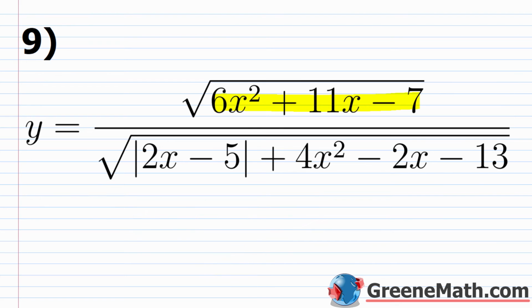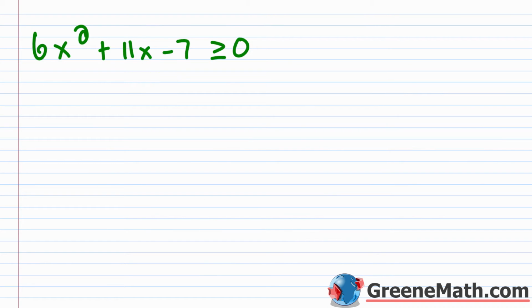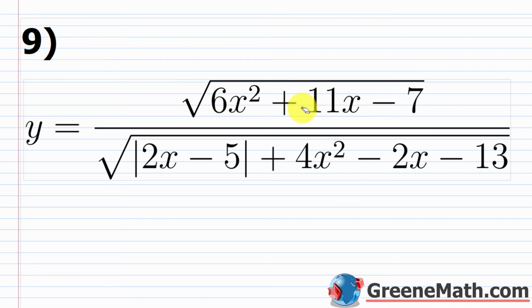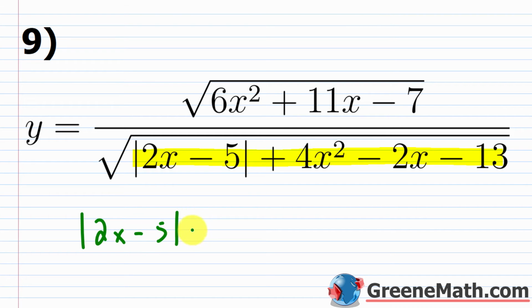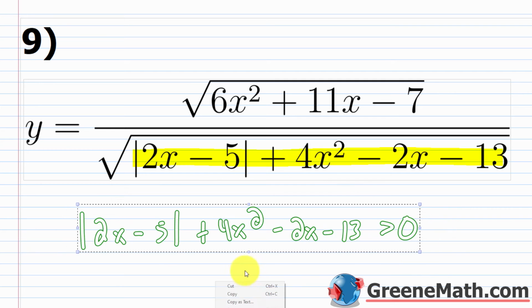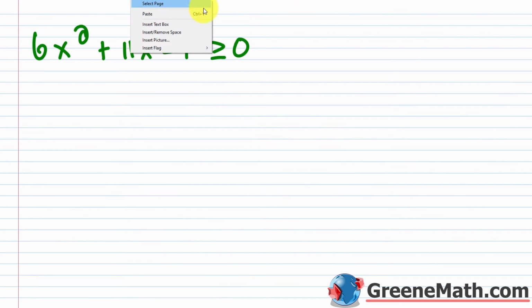I'm actually just going to grab this and paste this in right here. So let's come back up and think about the denominator. Now you have the square root operation, so the radicand needs to be non-negative. But we're in the denominator, so you really can't say that it could be 0, because the square root of 0 would be 0. That would give you a 0 in the denominator, and division by 0 is undefined. So you would want to say the absolute value of 2x minus 5 plus 4x squared minus 2x minus 13 is strictly greater than 0. So I'm going to grab this and cut this away, come down here, and paste this in.